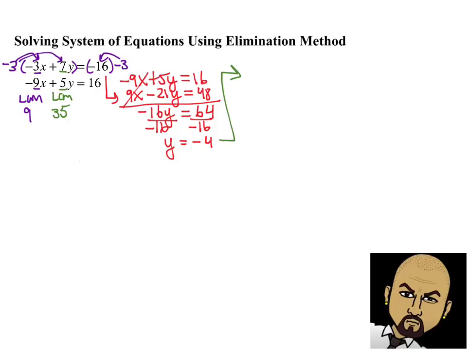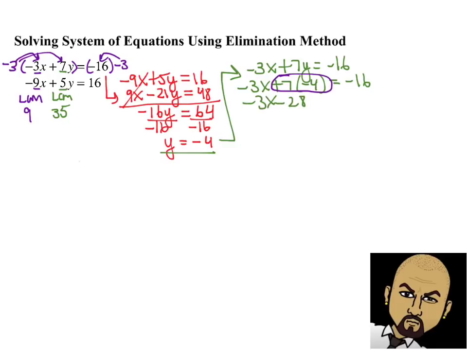And now, just like we did before, we're going to go ahead and substitute the y value into one of the original equations. I'm going to go ahead and use the first equation. Now, because we solved for y, make sure you substitute for y, not for x. So let's go ahead and rewrite our equation. We end up with -3x plus 7 times -4 because y equals -4. Then we multiply, and we end up with -28.